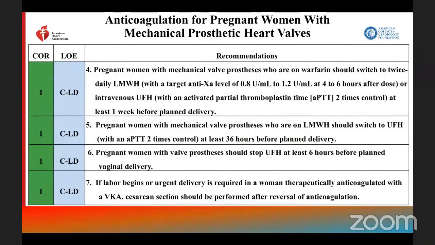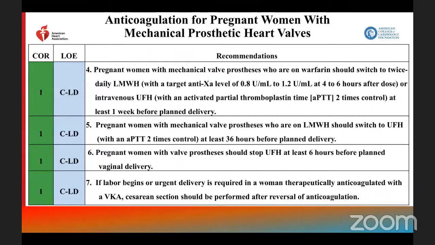Pregnant women with a mechanical valve prosthesis who are on warfarin should switch to twice daily low molecular weight heparin with a target anti-10A level of 0.8 units per ml to 1.2 units per ml at 4 to 6 hours after dose, or intravenous unfractionated heparin with an activated partial thromboplastin time 2 times the control, at least 1 week before planned delivery. It's a class 1.